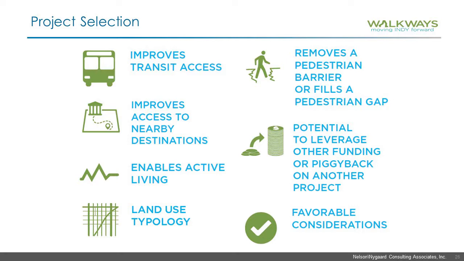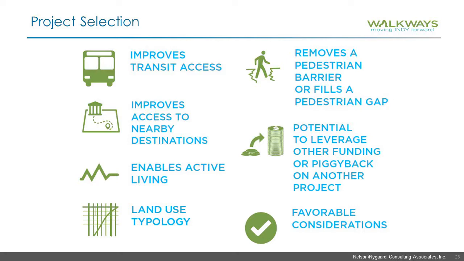The other things that come into play in that is that walkability should improve transit access, right? It should get people to another mode, that it improves access to nearby destinations, exactly what we've said, that it enables active living, it helps us move and get around and be active, that the land use matters, right? Whether it's housing or factory or store or library, that all of that comes into play. Looking at pedestrian barriers, or the ability to fill those, so the highway, of course, a river, other major roadways that, again, serve as a barrier for people moving about on foot. And we also looked at things like leveraging funding and how that could happen, and then favorable considerations.